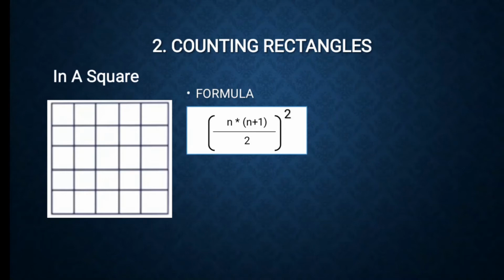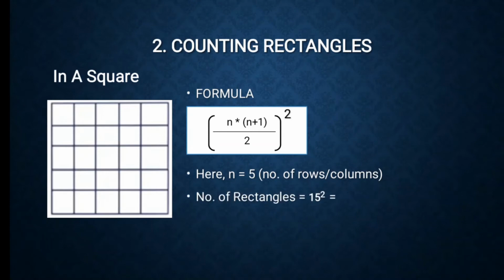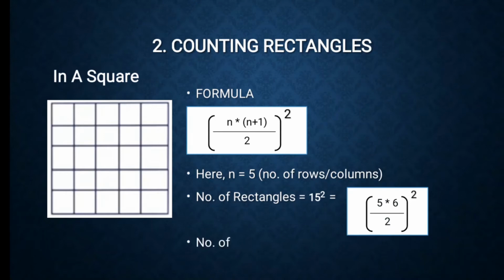So in a similar way, when you substitute the value of m to n in the previous formula, you will get a formula n into n plus 1 divided by 2 and its whole square. So that is the number of rectangles you will get in this figure. So here the number of rows and columns is 5, which is the value of n. So by substituting the value of n as 5, I'll get the answer as 225. Therefore the number of rectangles are 225 in this figure.